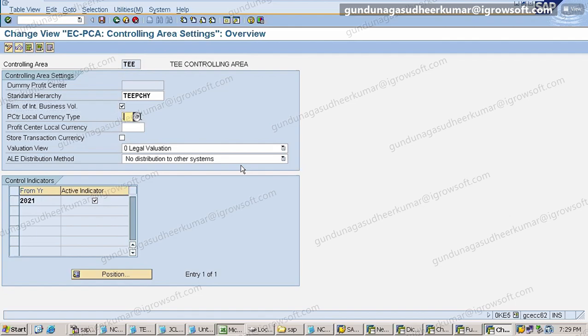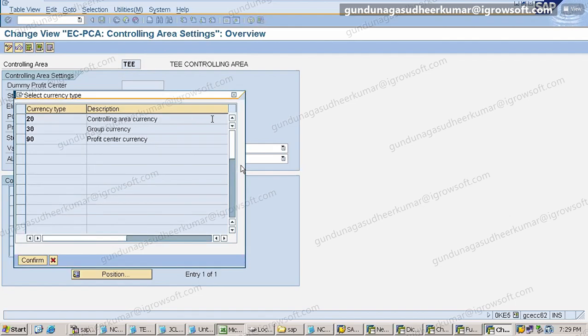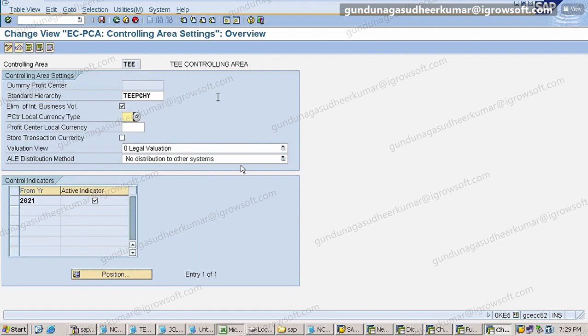Now, profit center local currency type. What is my local currency type? I'm saying controlling area currency. Okay, same as controlling, so I'll give 20. Now note down, store transaction currency. Note down everybody. So I am creating the PCA controlling area settings.